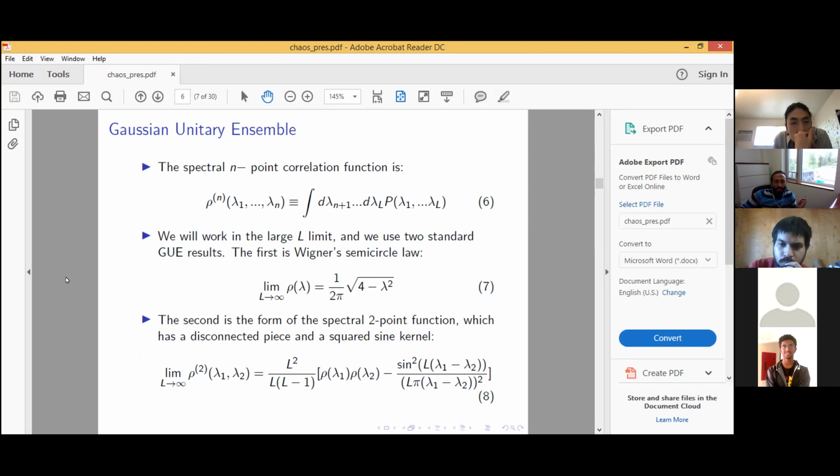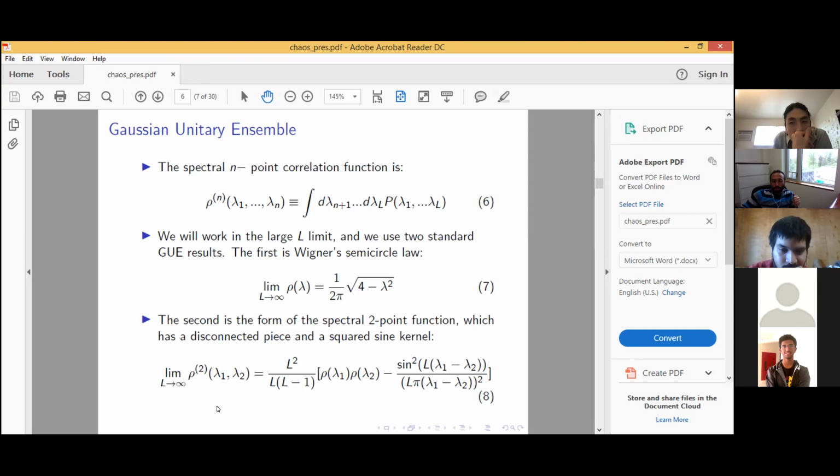So equation 8 is the sine kernel for the spectral two-point correlation function. Do you have some sort of intuition as to what this function is? No, not really. I don't have an intuition for what this might mean.